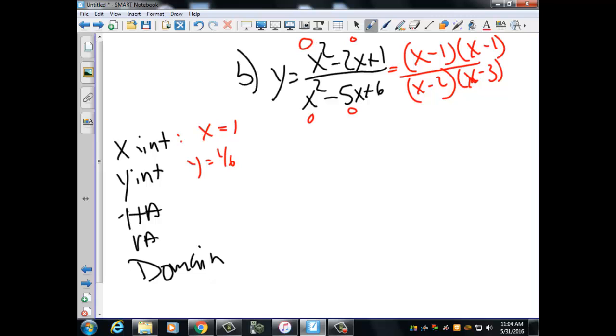Horizontal asymptote. Look at the degree on top and the degree on the bottom. If they're the same, it's the coefficients out front. So in this case, it's y equals 1, since both of these are 1s. Vertical asymptote occurs whenever the denominator is equal to 0. So that's going to give you x equals 2 and x equals 3.